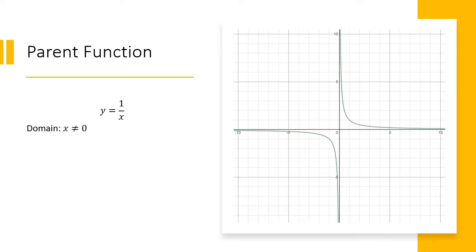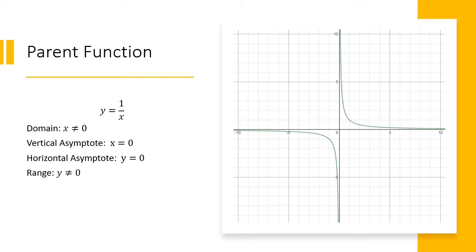Its domain is x not equal to 0, because as you can see, you have a vertical asymptote at 0 where the graph does not give you a value when you plug in 0 for x. It has a horizontal asymptote at y equals 0, which also means that our range is y not equaling 0 because it does not touch the x-axis. There's no x-intercept and there's no y-intercept.